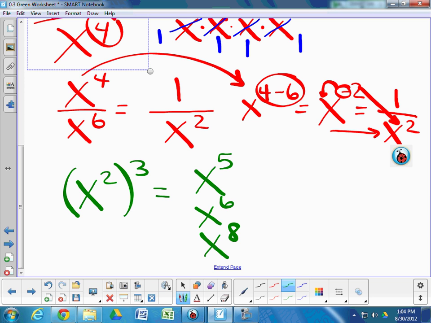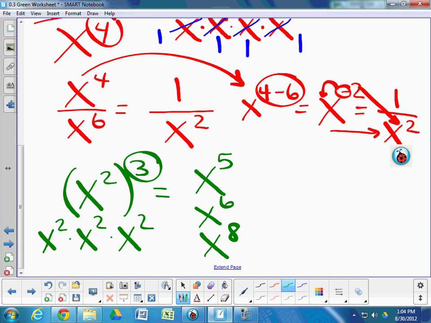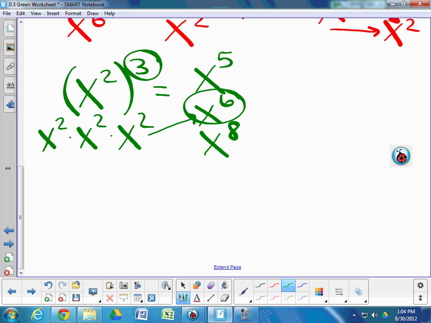X squared cubed means x squared times x squared times x squared. Now that we're multiplying, right, because cubing means times itself 3 times. All right? Now that we're multiplying, what do you do with them? 2 plus 2 plus 2 is 6, so it's x to the 6th. Don't believe me? Well, this x squared is x times x, this x squared is x times x, and this x squared is x times x. So how many do we have?